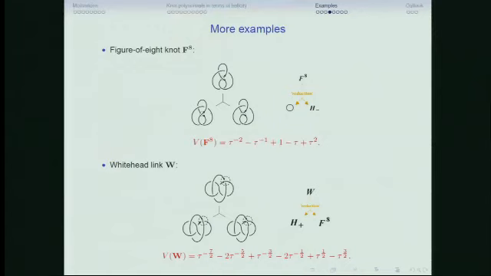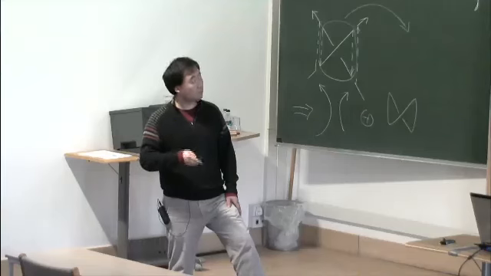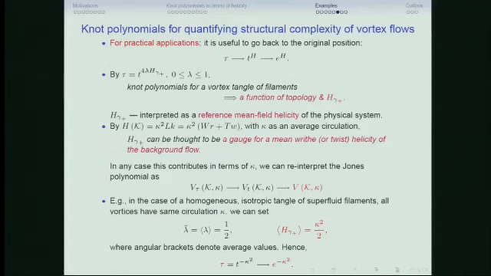Another example is the figure 8 knot. We still have this reduction. The result is this. The Whitehead link has this splitting. The result is this. Whitehead goes to figure 8 and Hopf link. And the Borromean rings, we can do this crossing point, and these rings go to Hopf link and the Whitehead link. The result is this. All right.